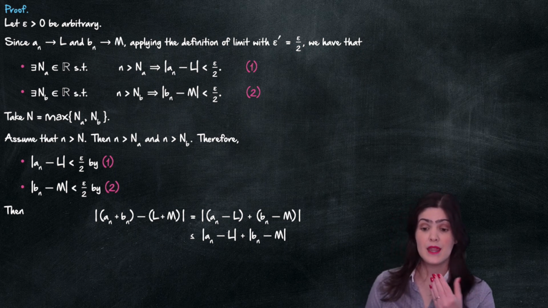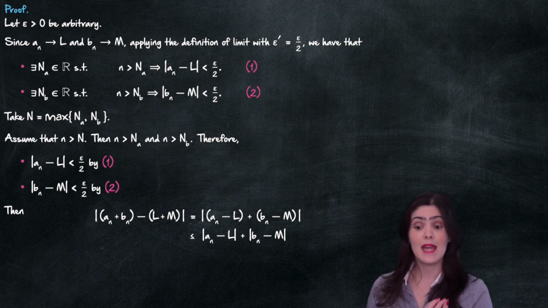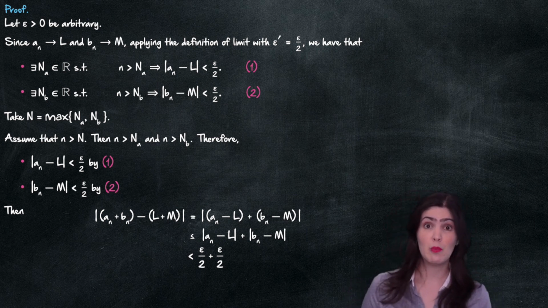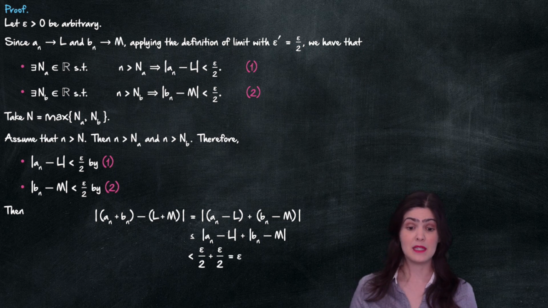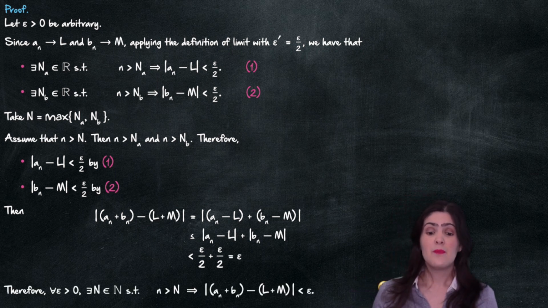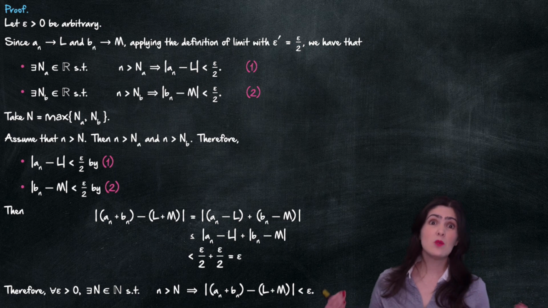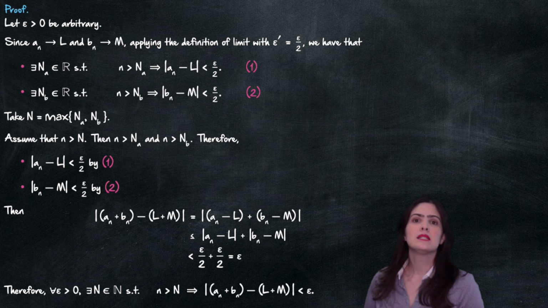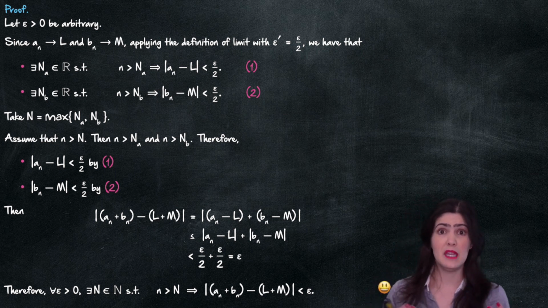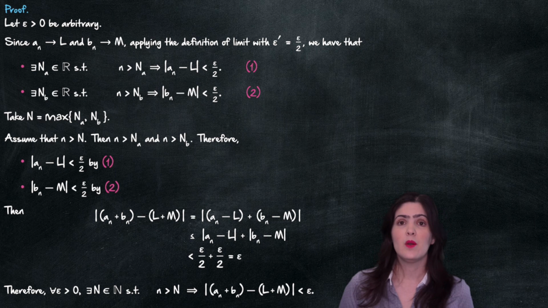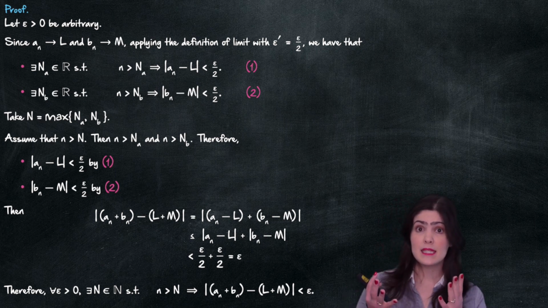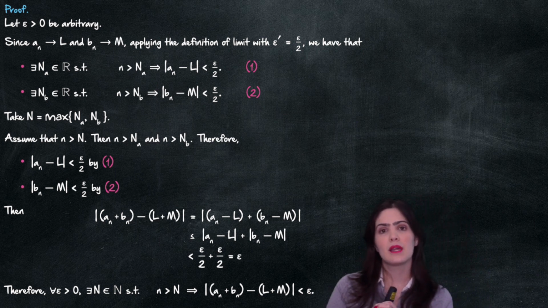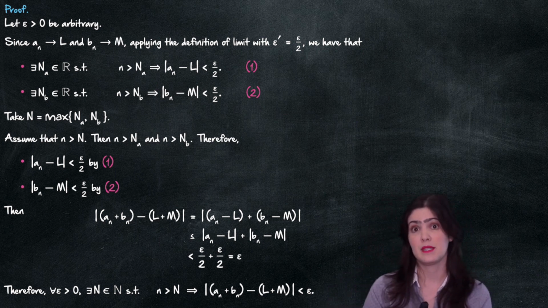But we just said that these two distances are each less than epsilon over 2. Well, we end up then that this is less than epsilon over 2 plus epsilon over 2, which is epsilon. And that's exactly what we wanted. So indeed, we have shown that no matter which positive number epsilon we pick, we can always find an N such that if n is bigger than this capital N, then we obtain the fact that the distance between a_n plus b_n and L plus M is less than epsilon.